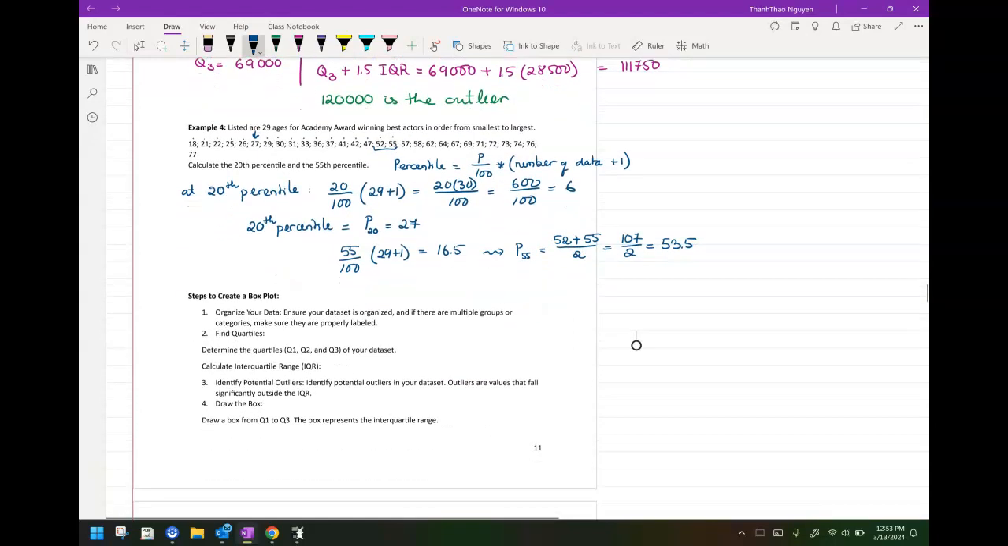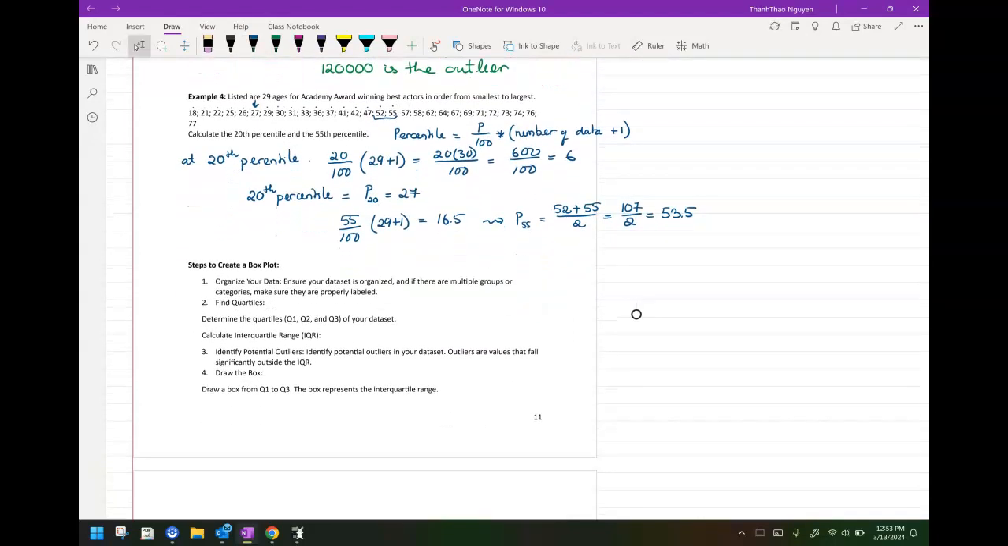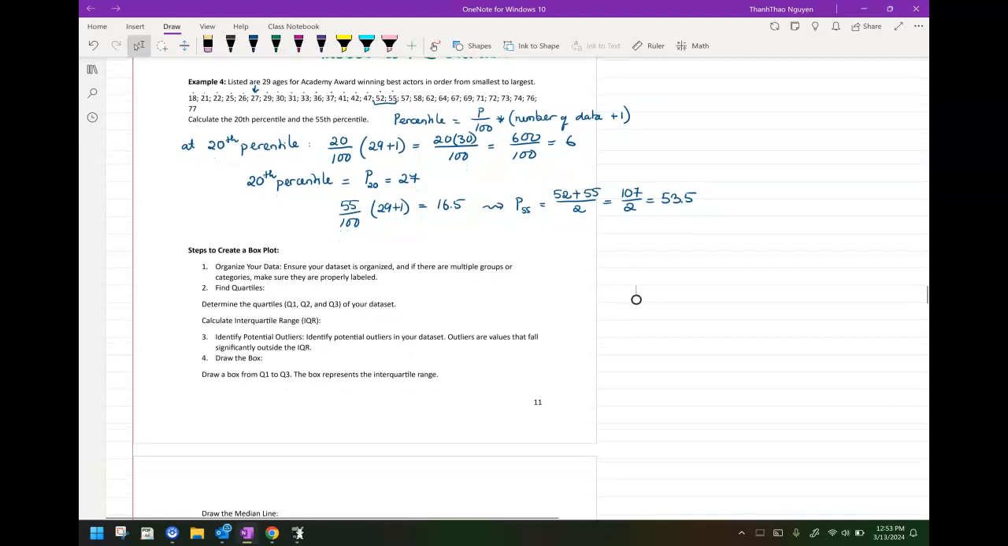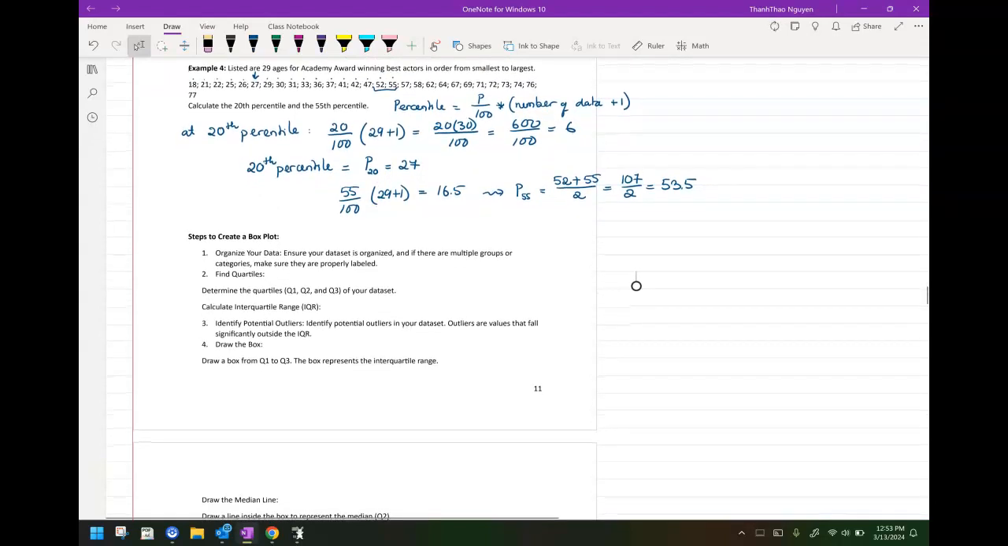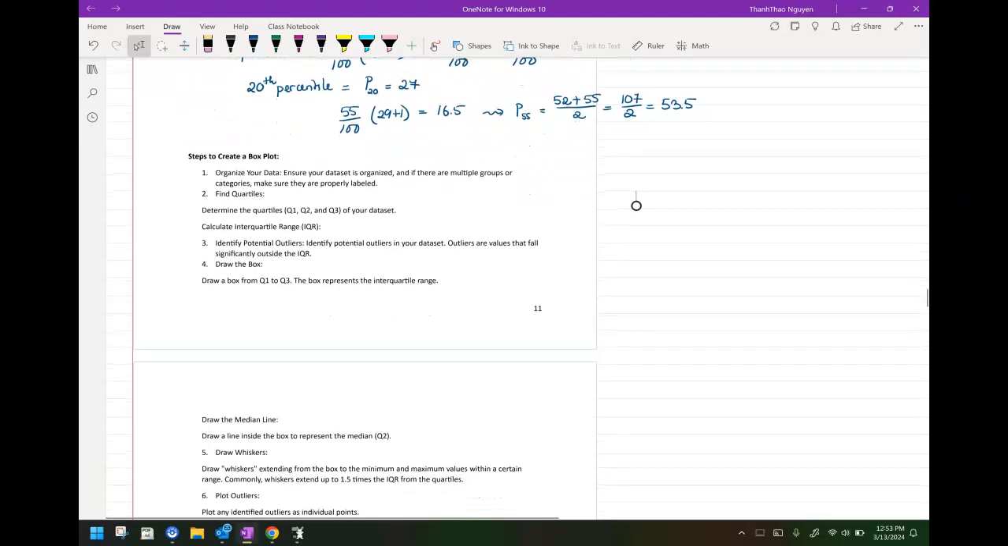The next thing we want to talk about is the box plot. How do we create a box plot? We first organize the data. Make sure the data set is organized from the smallest to the largest. If there are multiple groups or categories, make sure they are properly labeled. Find quartile 1, 2, and 3 of your data set. Calculate the interquartile range. Identify the potential outliers.